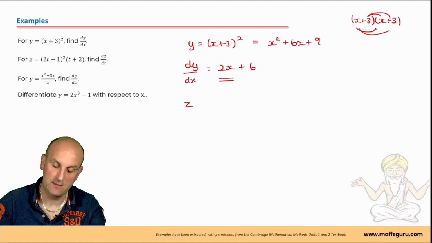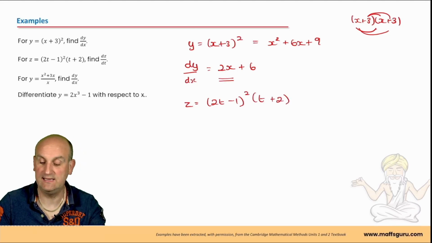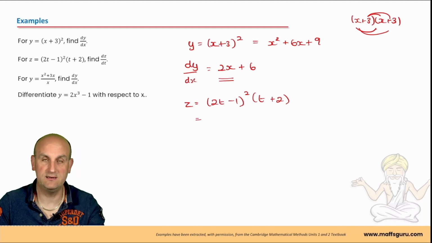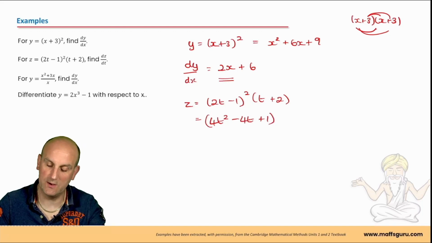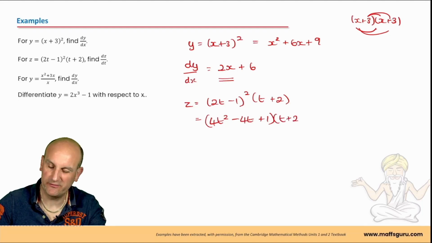For z is equal to 2t minus 1 squared, times t plus 2. Right, again, I've got to multiply all this out. So actually, before I go any further, I can't differentiate this until it's actually all multiplied out. So what I'm going to get here is 4t squared minus 4t plus 1. So that's the squaring of the first one, multiplied by t plus 2.